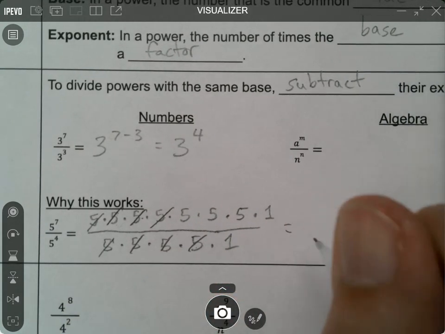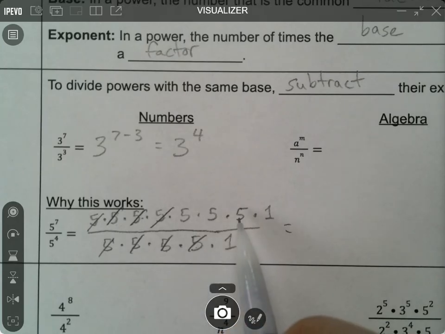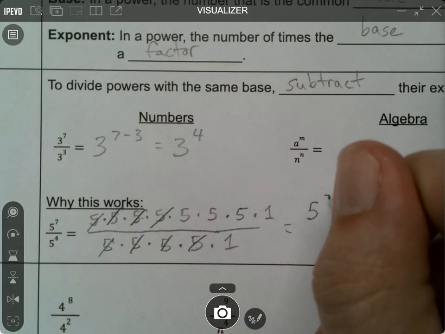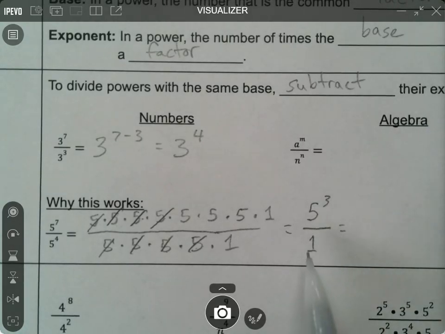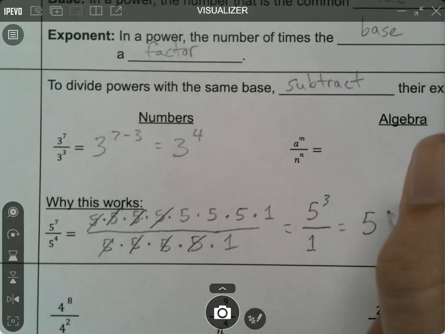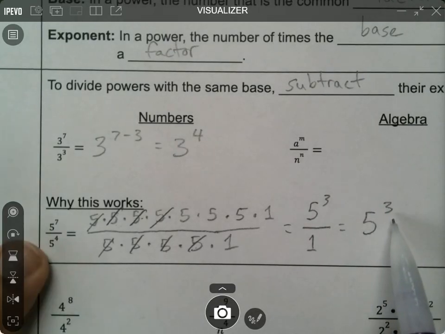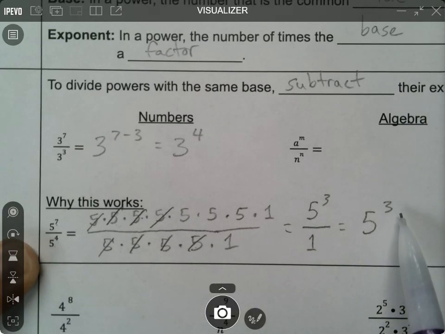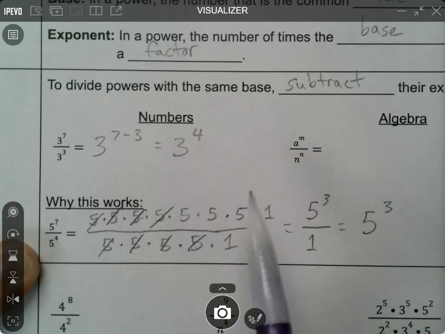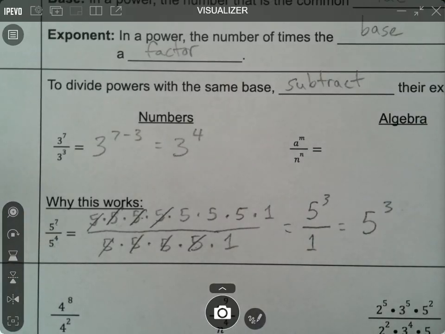Well, if I kind of clean this up a little bit, I've got 3 5s up here, and I've got 1 in the denominator. What happens when you divide anything by 1? You get the number itself, right? Well, check this out. Isn't 7 minus 4 3? Works, right? So that's why this works, okay?